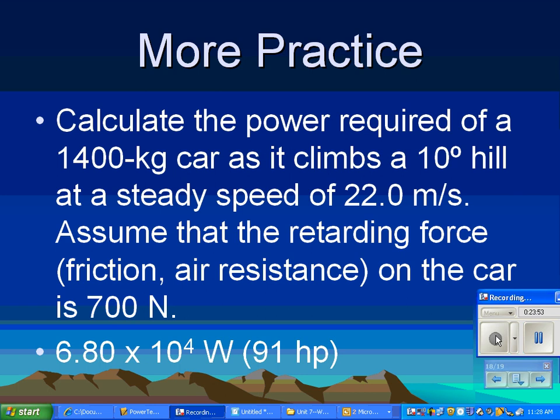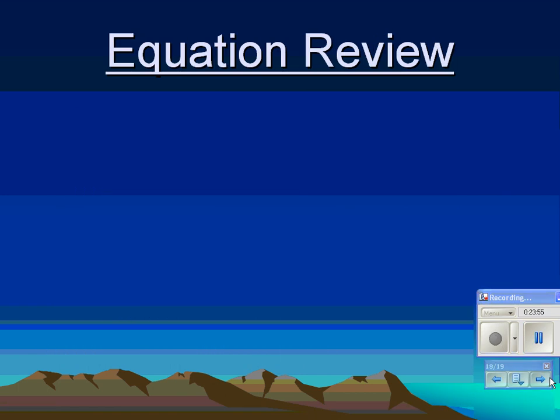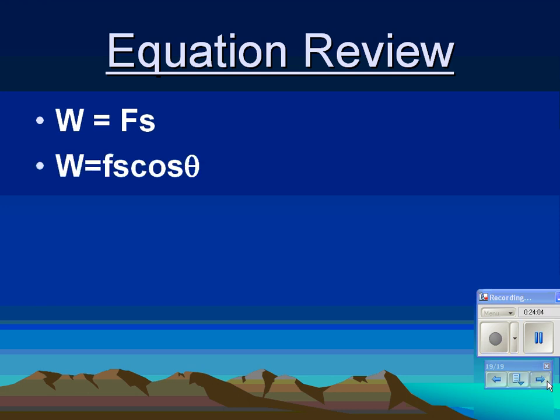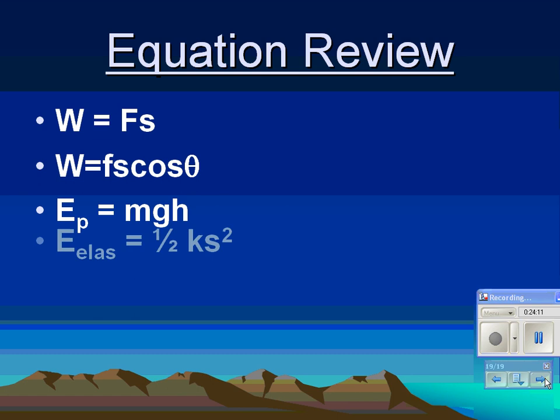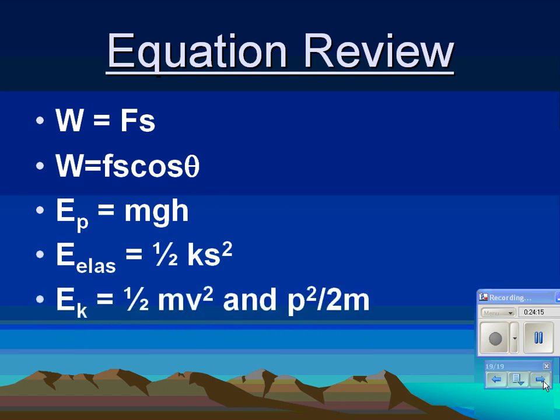So here's a review, because we've thrown a lot of equations at you. Work equals force times distance, right? But really, work equals force times distance times the cosine of theta. What else? Potential energy is mgh. Elastic potential energy is 1/2 ks squared. Kinetic energy is 1/2 mv squared, and also momentum squared over 2m. And finally, power equals work over time, or power equals force times velocity.